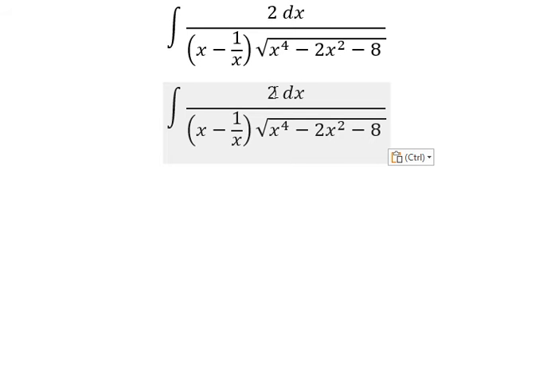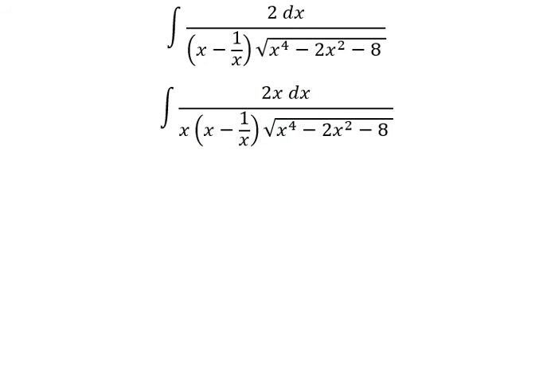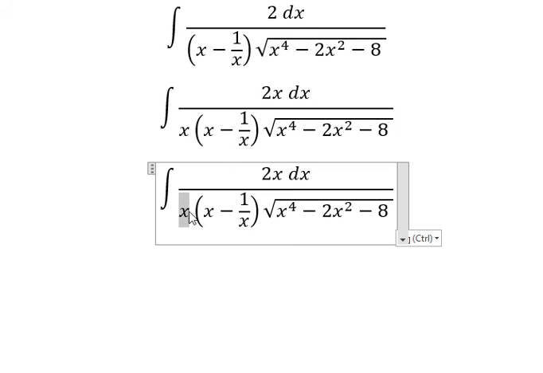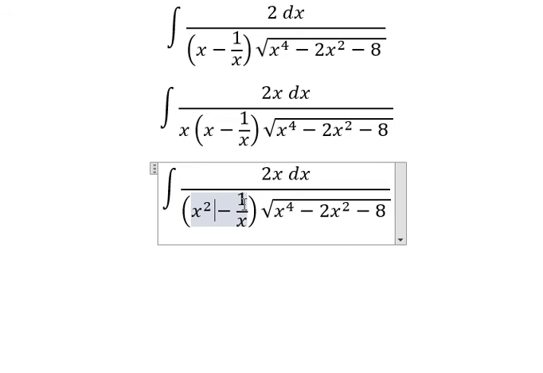We need to multiply by x on the numerator and denominator. So x multiplied by x and 1 over x. So we have x squared minus 1.